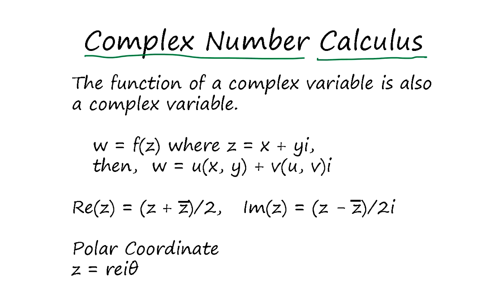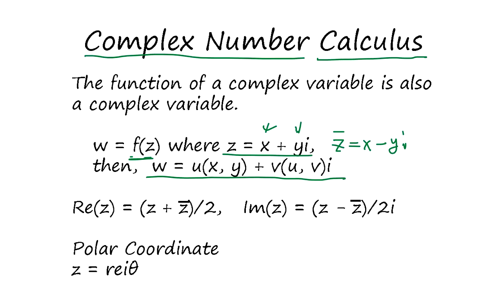So a complex variable has two variables, x and y, right? And the z complement is x minus yi. Okay, so f(z) turns out to be u(x,y) plus i v(x,y). If you add z plus z complement and divide by 2, you get the real part of z, and the imaginary part of z is what you get when you subtract the complements and divide by 2i.